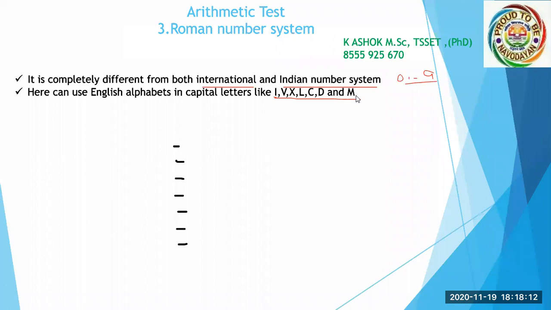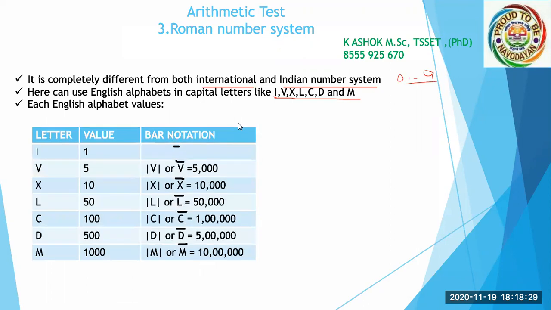Now you can see what the values are. Each and every English alphabet has some value. Okay, so what are the values? Listen carefully, all of you. Here, I means 1. So there is another notation.